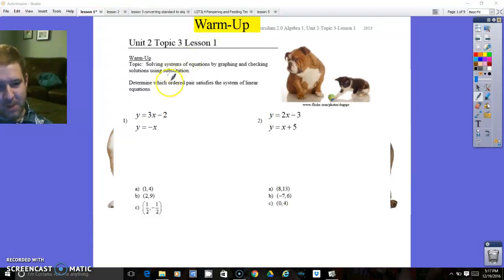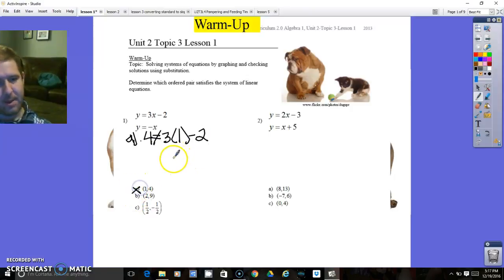We're starting system of equations now, and we have some substitution for the warm-up. So we're going to substitute x and y in to see if any of these points match any of these systems. If we put 4 in for y and 1 in for x, that'd be 3 times 1 minus 2. 3 times 1 is 3, 3 minus 2 is 1. So 4 does not equal 1. That is not true. So that means A cannot be an answer.